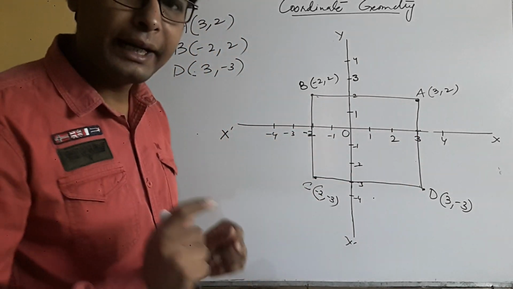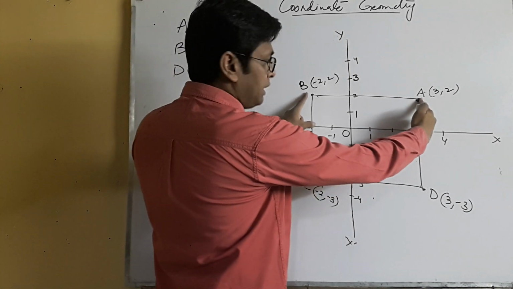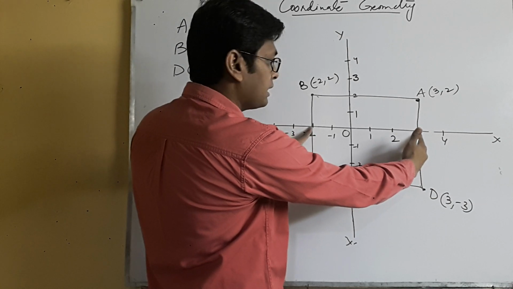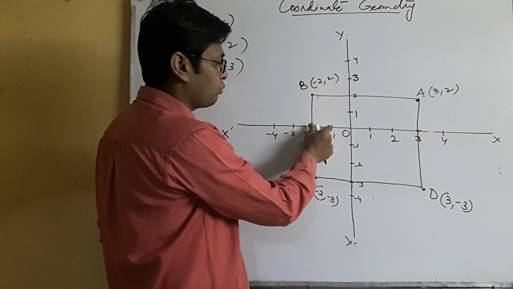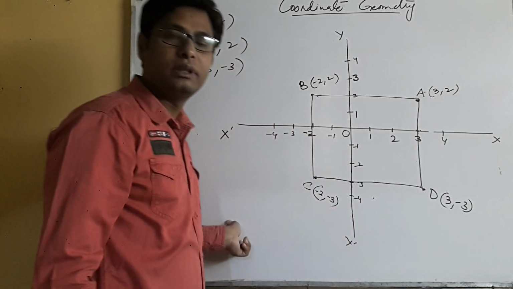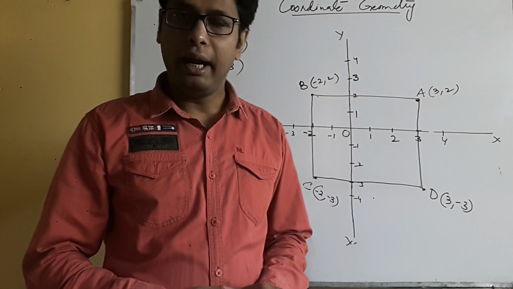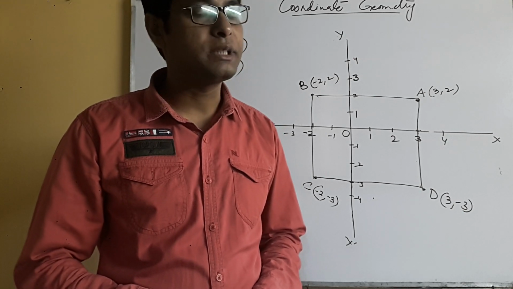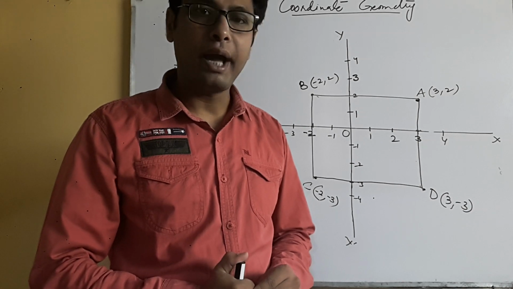Now what will be the side of this? You can see that the side will be this AB, and the size of the side, it starts from -2 to +3. So you can count the boxes: 1, 2, 3, 4 and 5. So the side is 5 units, and you will find the area of the square by side squared. That means 5 squared, and the answer will be 25 square units.